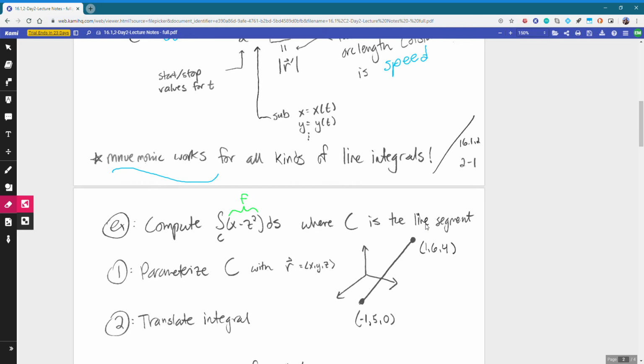And so I want to give you a couple minutes. See if you can remember how we parameterized lines and try and get a parameterization of this line segment. And once you have that, translate our line integral and see what you can do to compute it. Why don't you pause the video and take some time and work through that.